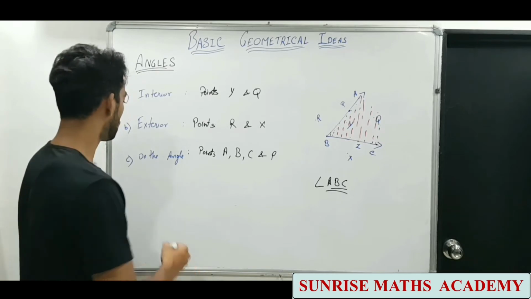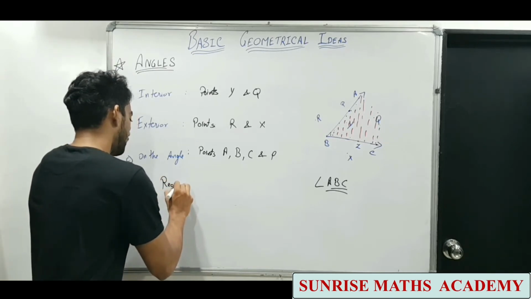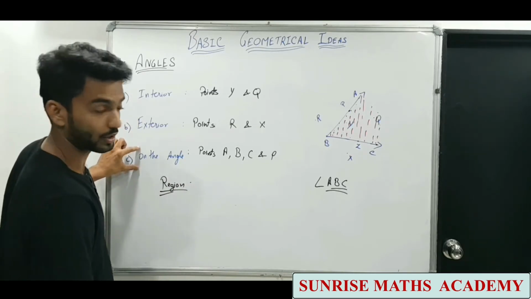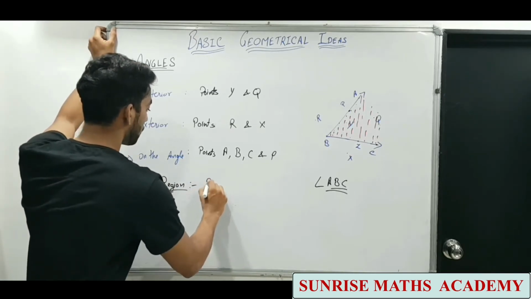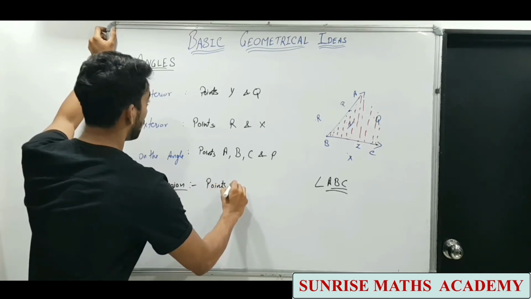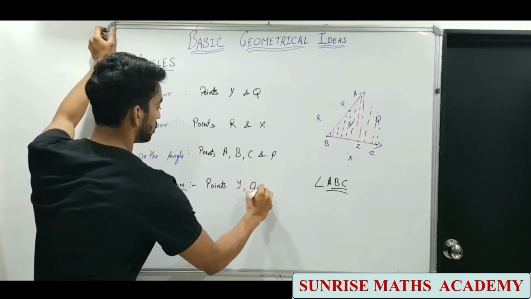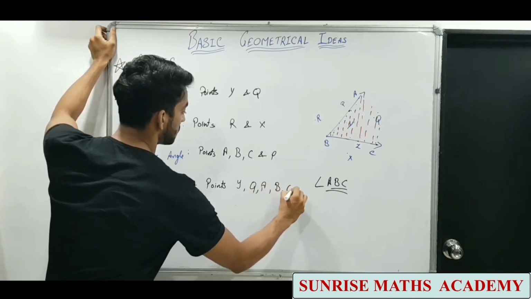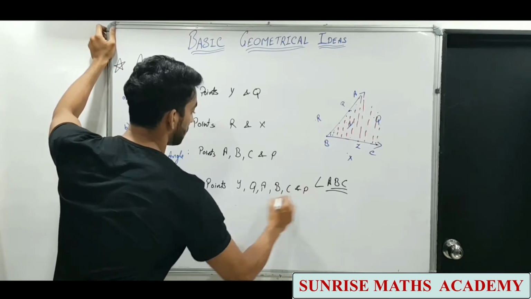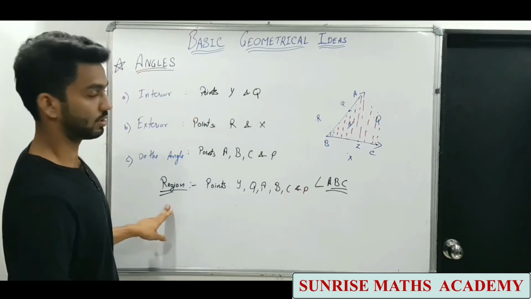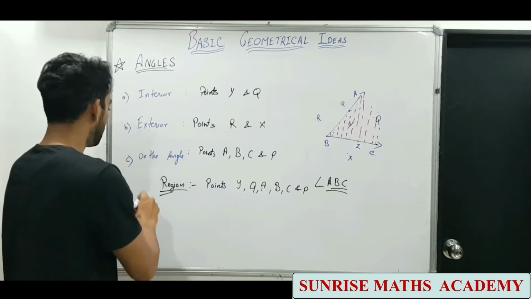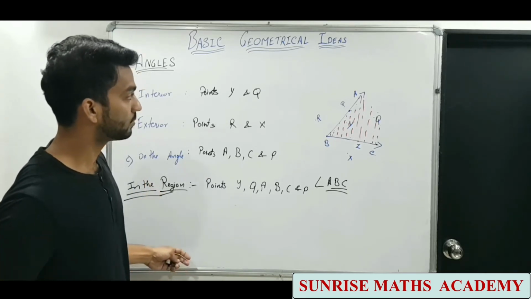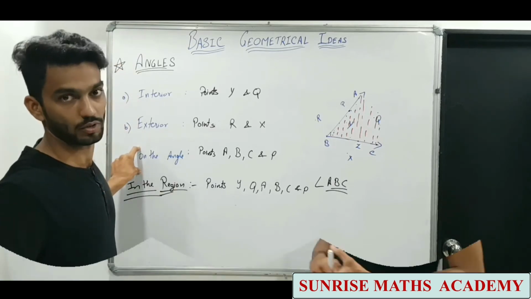So that's interior, exterior and on the figure. If we are talking about region of the angle, region, as I explained, is interior and on the boundary. So which points come in the region? Points Y, Q, A, B, C and P. These are in the region, because when we talk about region, it includes interior and on the boundary.